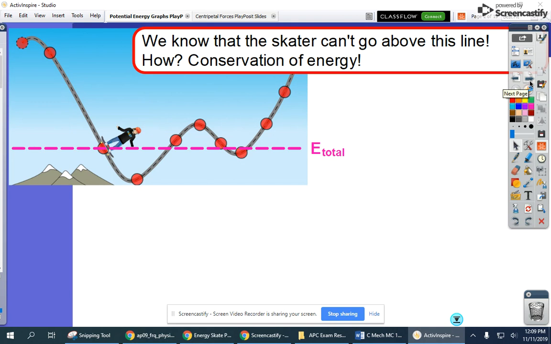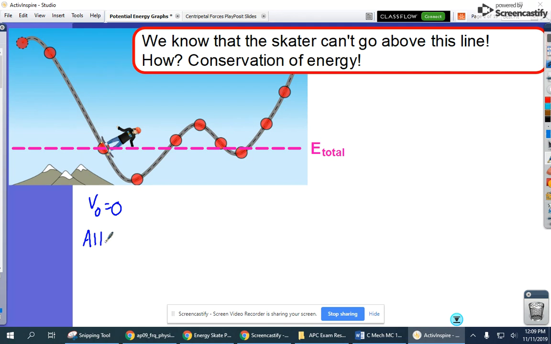Well, we know from looking at this that the skater can't go above that line. And the reason we know that is because of conservation of energy. If they start out at this point, assuming their initial velocity is 0, they start out with all potential and no kinetic energy. As they start to drop, they lose potential energy and gain kinetic energy. Then as they come back up, the potential energy rises again, the kinetic energy falls, and at some point they'll be back to all potential energy, right up at the same point.